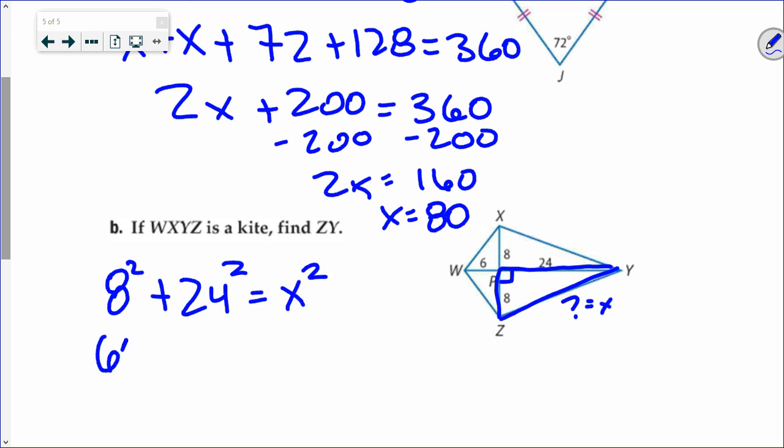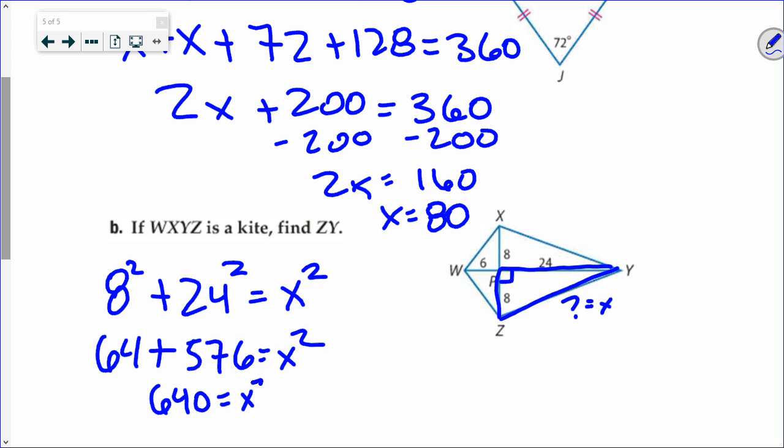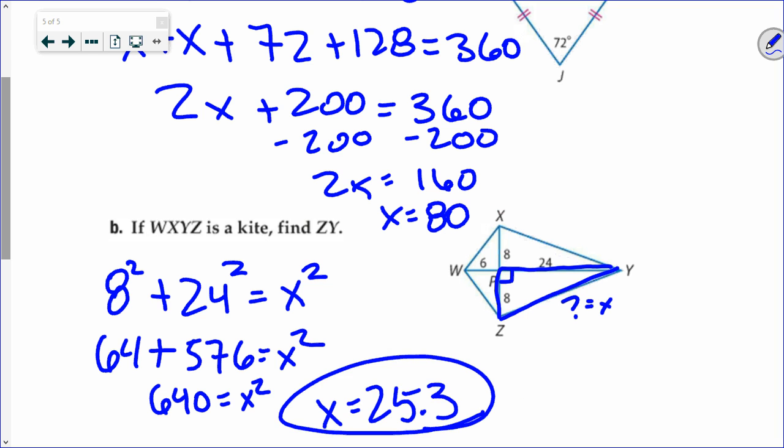So 64 plus 24 squared, I'm not sure off the top of my head, 576, equals x squared. This is 640 equals x squared. We take the square root of 640. We get that x is 25. Let's do one decimal place, 25.3, which is our measure for ZY.